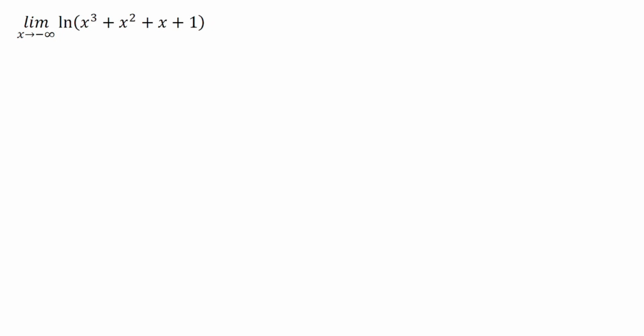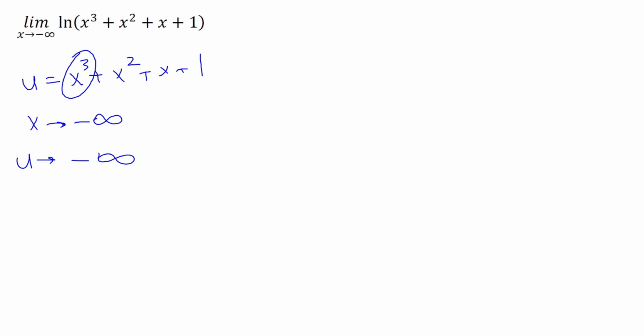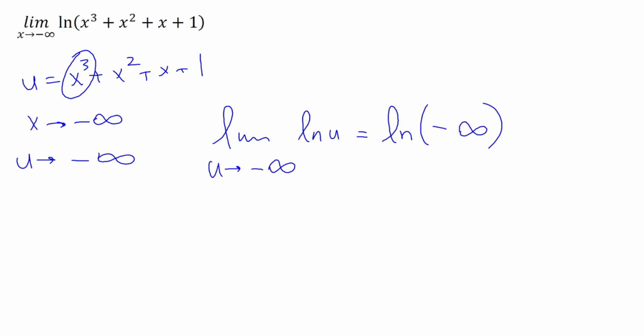Another similar one here. We're going to do u is equal to x cubed plus x squared plus x plus 1. As x goes to negative infinity, the x cubed term is going to dominate, and u is going to approach negative infinity cubed, which is still negative infinity. So this becomes a limit as u approaches negative infinity of the natural log of u. Well, that's the natural log of negative infinity. Well, we can't take the natural log of negative numbers. So this limit does not exist.